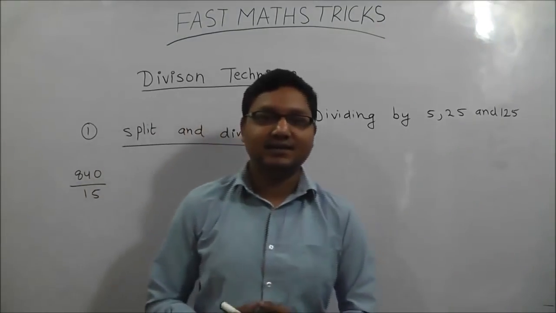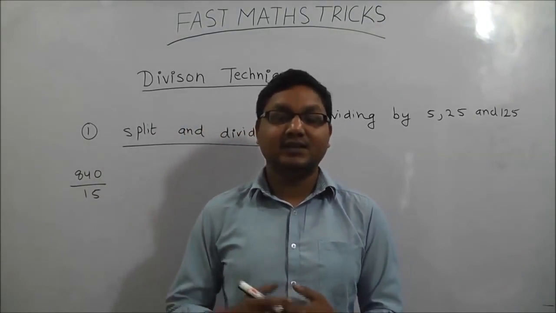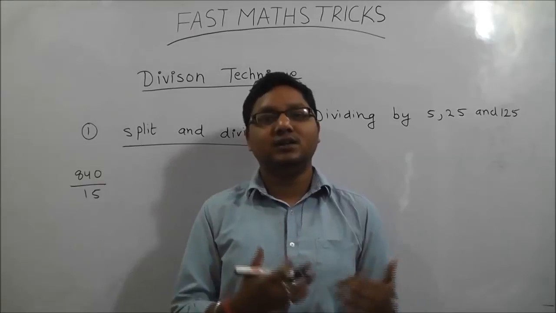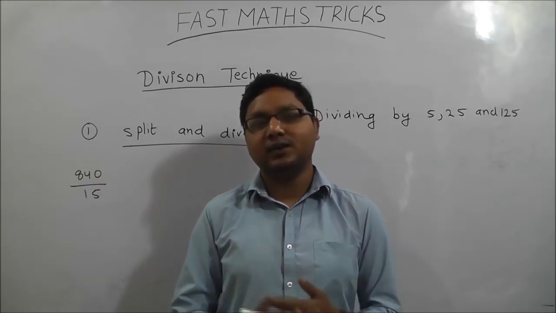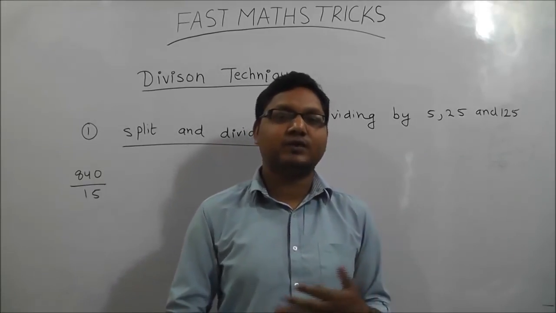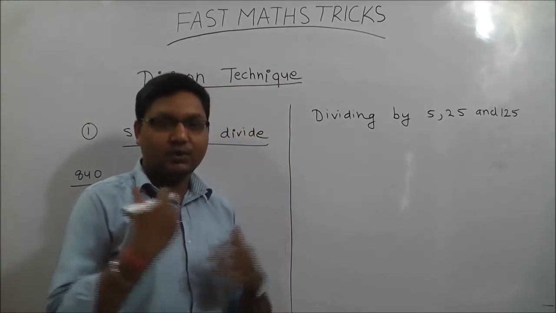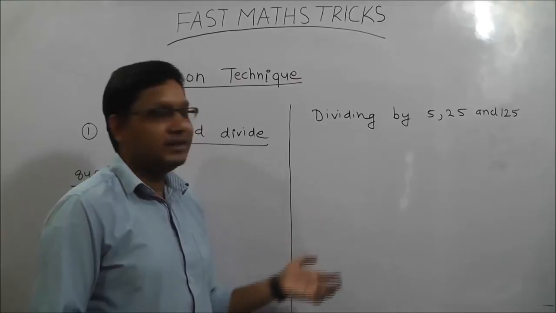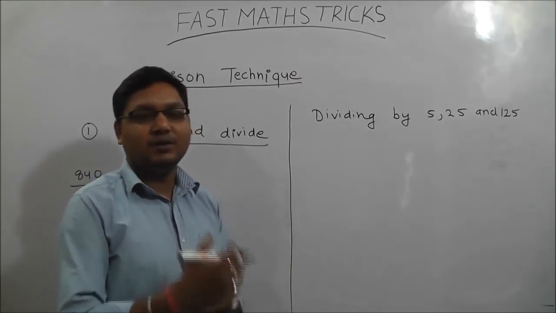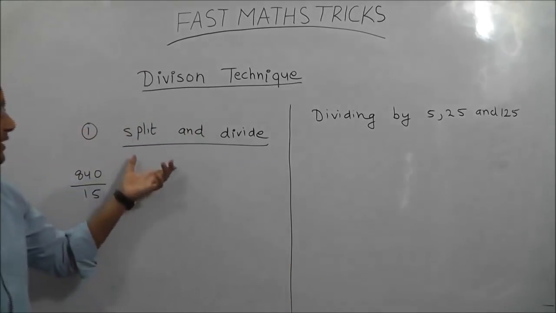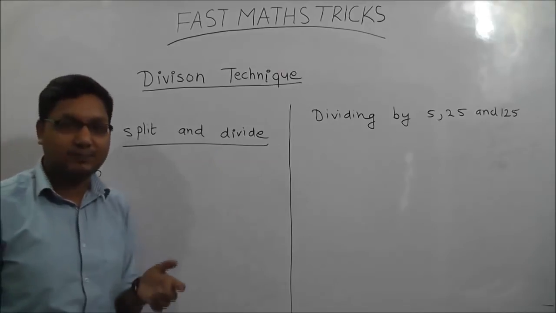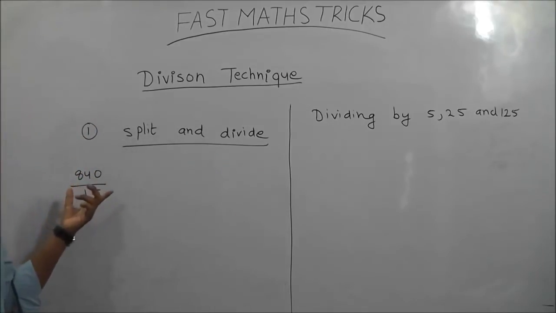So friends, let us see one more technique, that is the division technique. In division also we find difficulty solving. It also takes lots of time, like multiplication. So dividing a number the usual way, now you will see the simplest way to divide a number, that is dividing by split and divide. Split and divide. So for example, we have to divide 840 by 15.